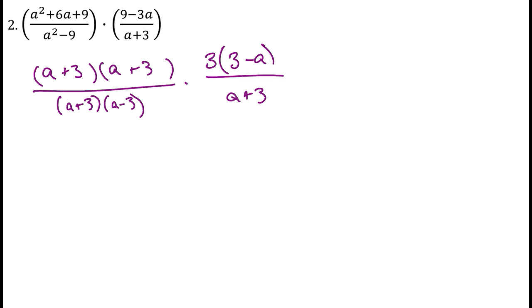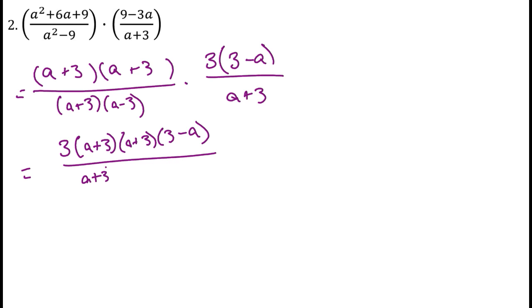When I multiply these rational expressions, I multiply across the top and across the bottom: 3 times a plus 3 times a plus 3 times 3 minus a, over a plus 3 times a minus 3 times a plus 3. What are we left with? Those two divide to 1. a plus 3 and a plus 3 also divide to 1.